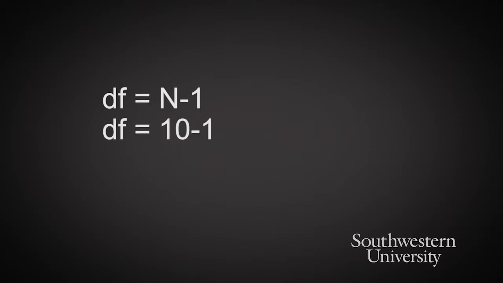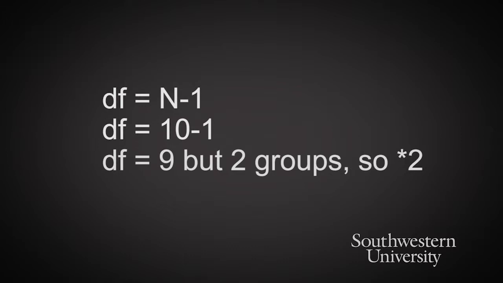So degrees of freedom in this case is 10 minus 1, therefore 9. But you have two groups, so 2 times 9 is 18. You have 18 degrees of freedom. For 95% confidence, a 5% opportunity for chance, with 18 degrees of freedom, use the table to find the critical t statistic. Hit pause, rewind, and then return to this point when you have it.